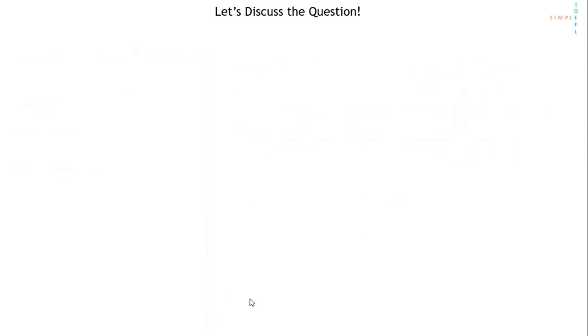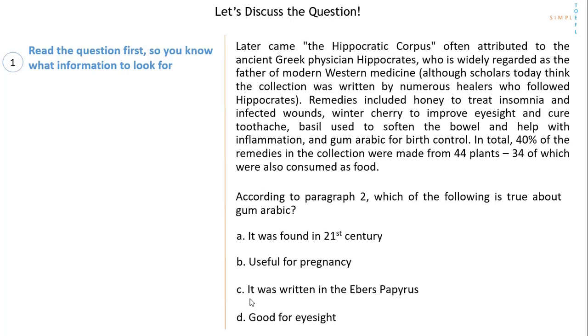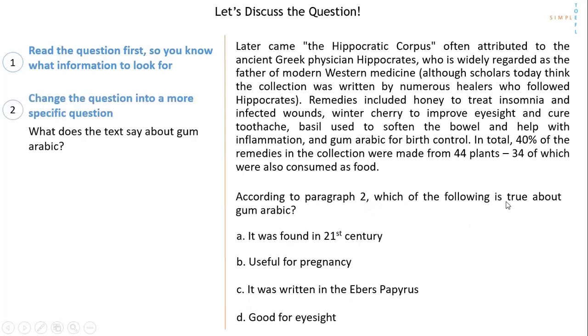Okay, let's discuss the question. Remember, the first strategy is to read the question first so you know what information to look for. So, according to paragraph 2, which of the following is true about gum arabic? And then change the question into a more specific question: what does the text say about gum arabic? And then scan the text for keywords, which are gum arabic. So let's find gum arabic.